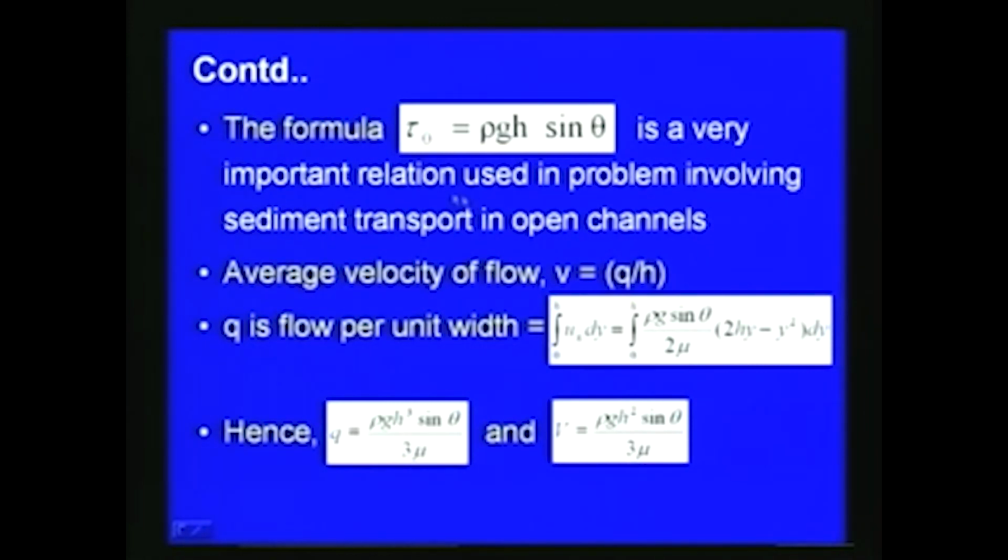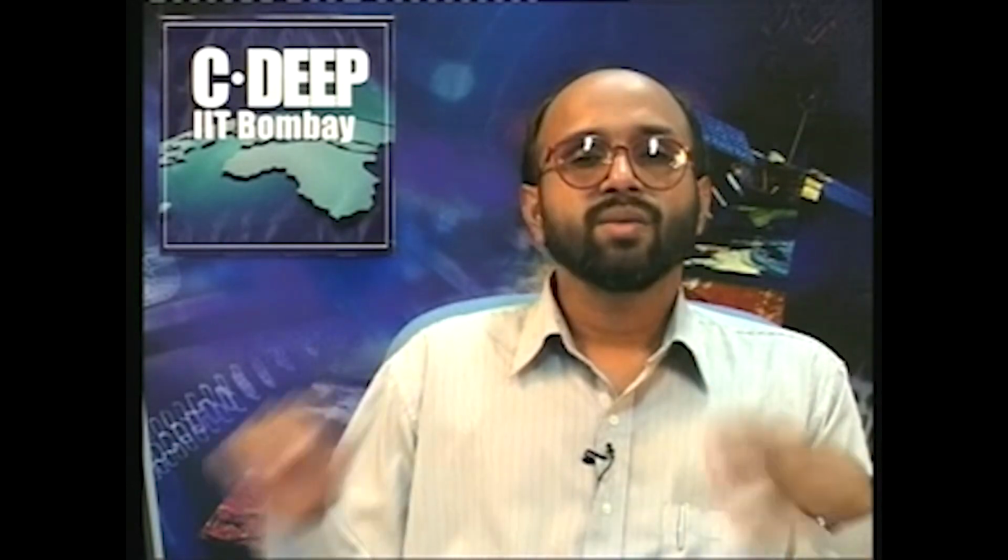This is a very important relation used in problems like sediment transport in open channels. Using this expression, we can see how the settlement of the sediments takes place. So, for sediment transport problems in open channels, we can use this expression.